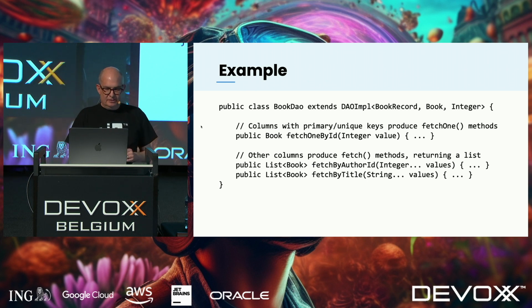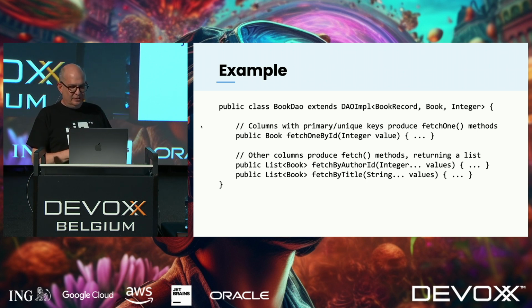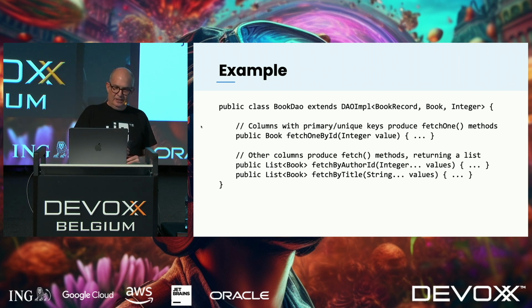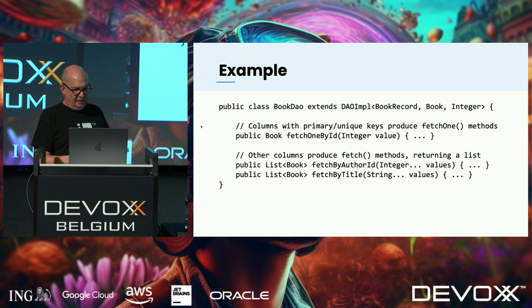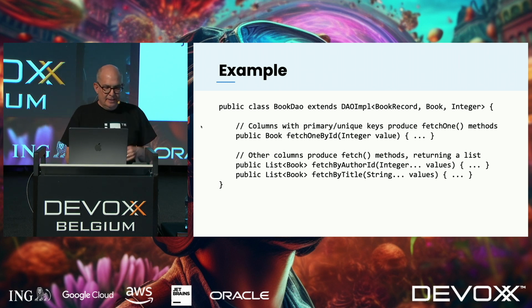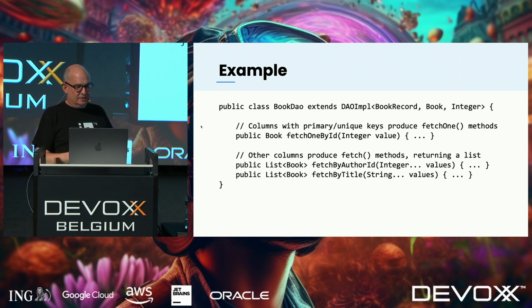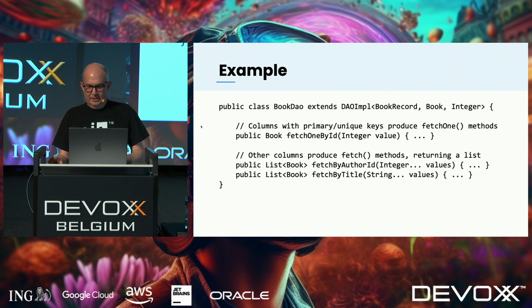First of all, it generates finder or fetch methods in that case. For every field, you have one for the primary key that returns one element, but you also get fetch by each column that you have that will return a list. And the return value is not a record. It also generates POJOs for you. So the book is a simple Java class, and the book DAO is a DAO.